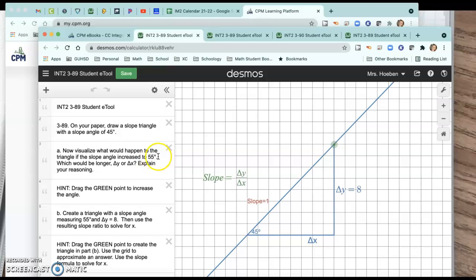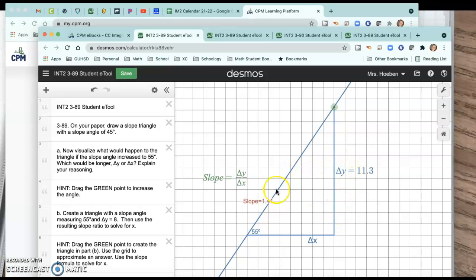We already did. Now visualize what would happen to the triangle if the slope angle increased to 55, which would be longer, the change in y or the change in x. Explain your reasoning. So we want to drag the green point to increase the angle. When you come over to the triangle, you see that green dot turns bright, and then you're going to drag it up until you get to 55 degrees. And you're going to see that the change in y gets bigger.